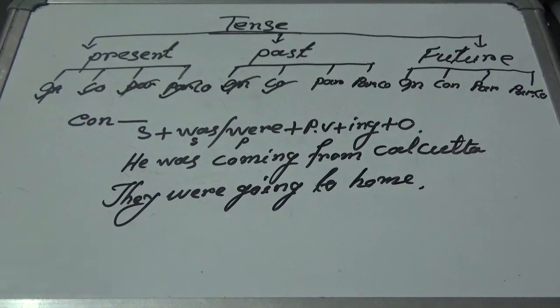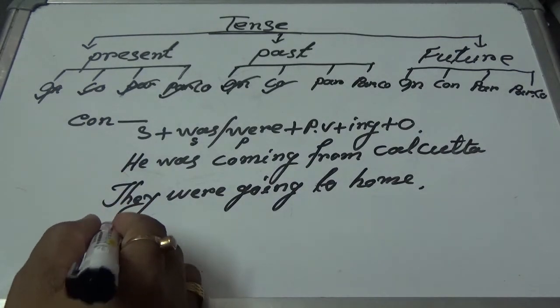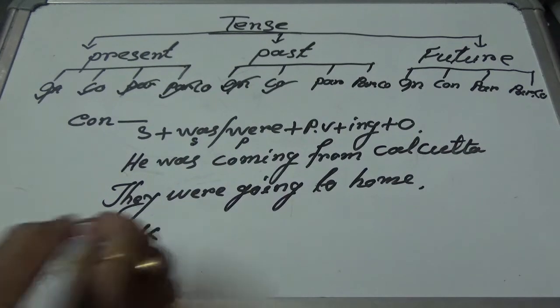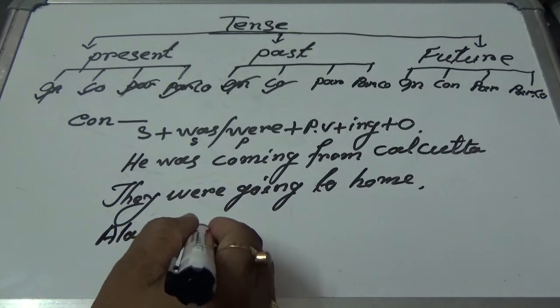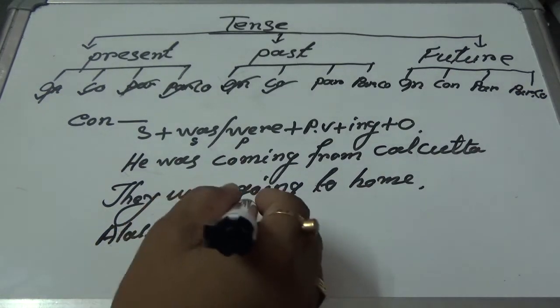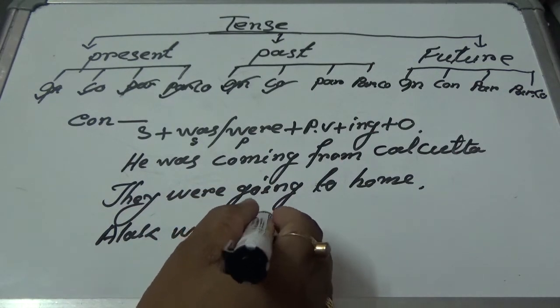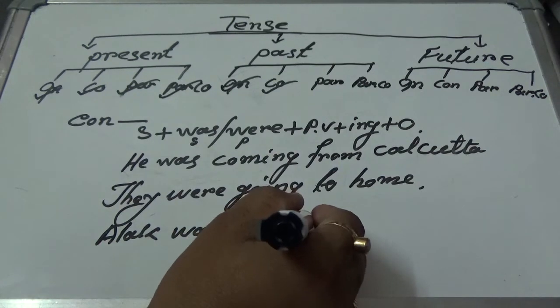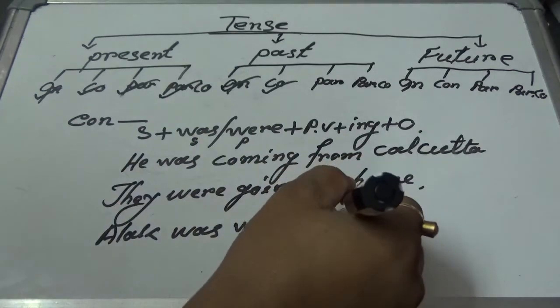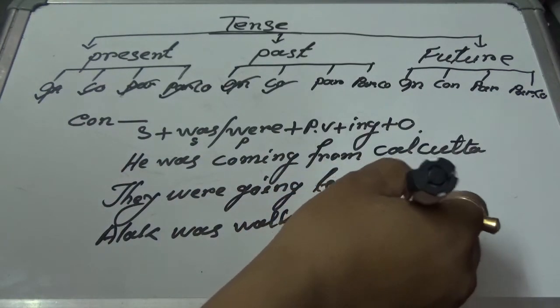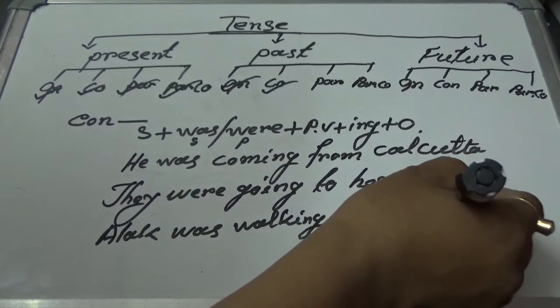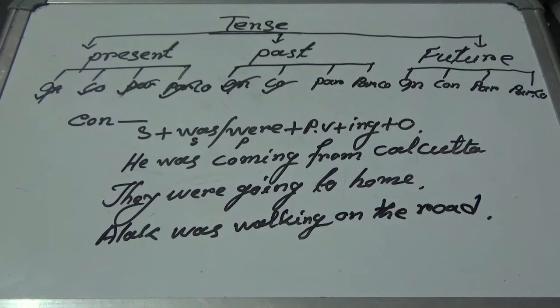Alok was walking on the road. Now, unlimited sentences are possible. You can make them in past continuous. Only keep the structure in your memory. Next.